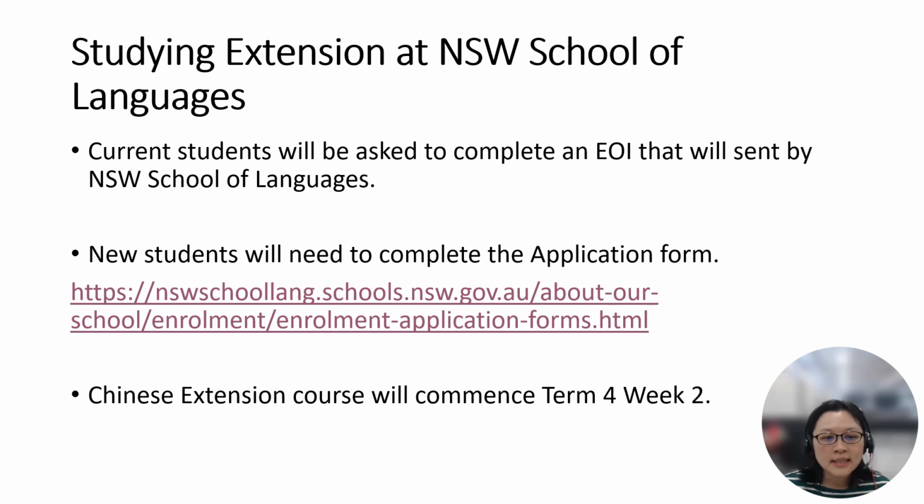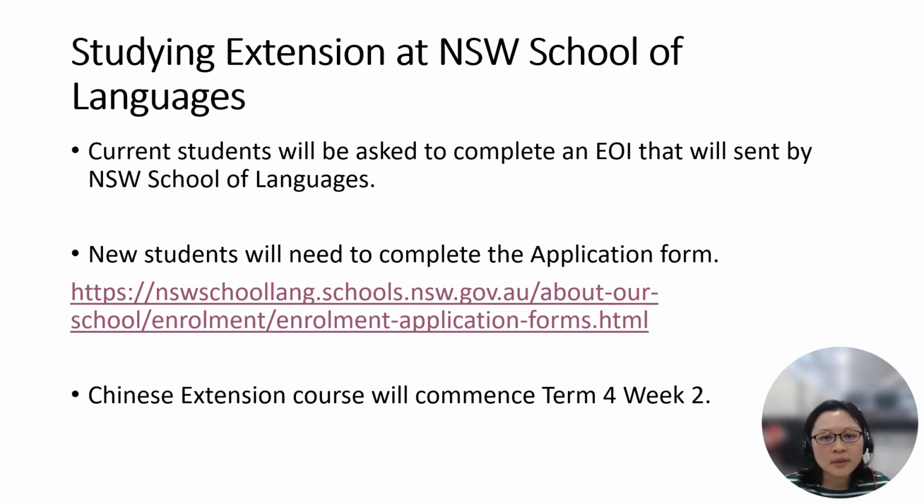If you would like to study Chinese Extension at New South Wales School of Languages, if you're currently studying the Chinese Continuers course with us, you simply complete the EOI that we sent you and return the completed form to us. If you are studying the Chinese Continuers course at your home school, but would like to study the extension course with us, you will need to complete the application form that can be found on our school website, or you can refer to the website that I have included on the slide.